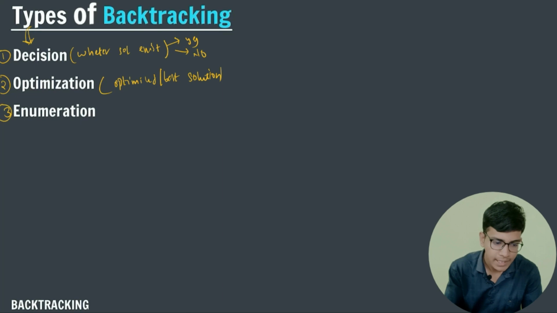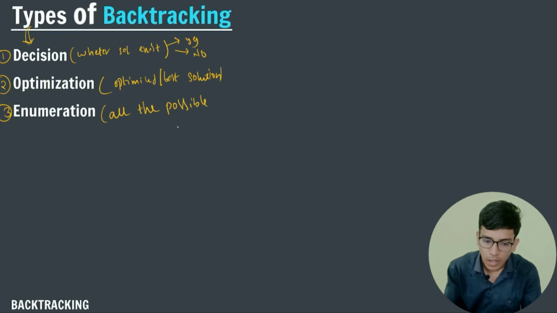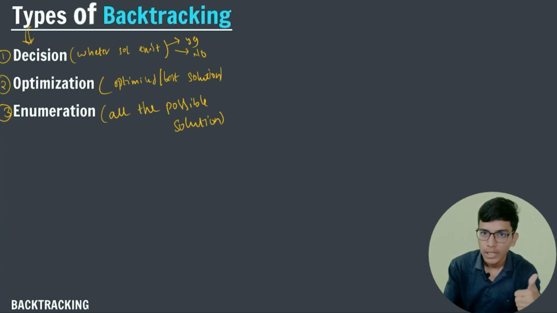After that, the third thing is enumeration. Enumeration is nothing but all the possible solutions. So there are three kinds of backtracking, you can say. First, we have to find out whether the solution exists or not. If it exists, then we'll print yes. If it doesn't exist, then print no.